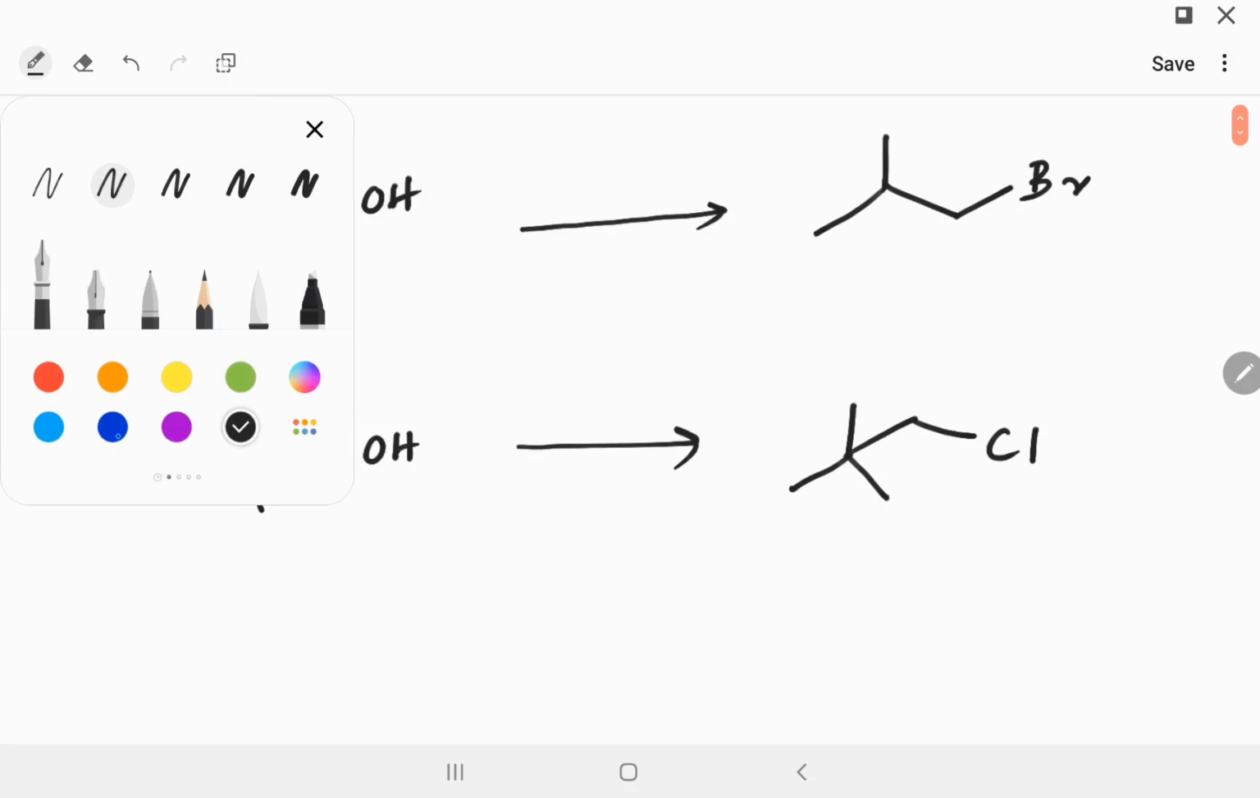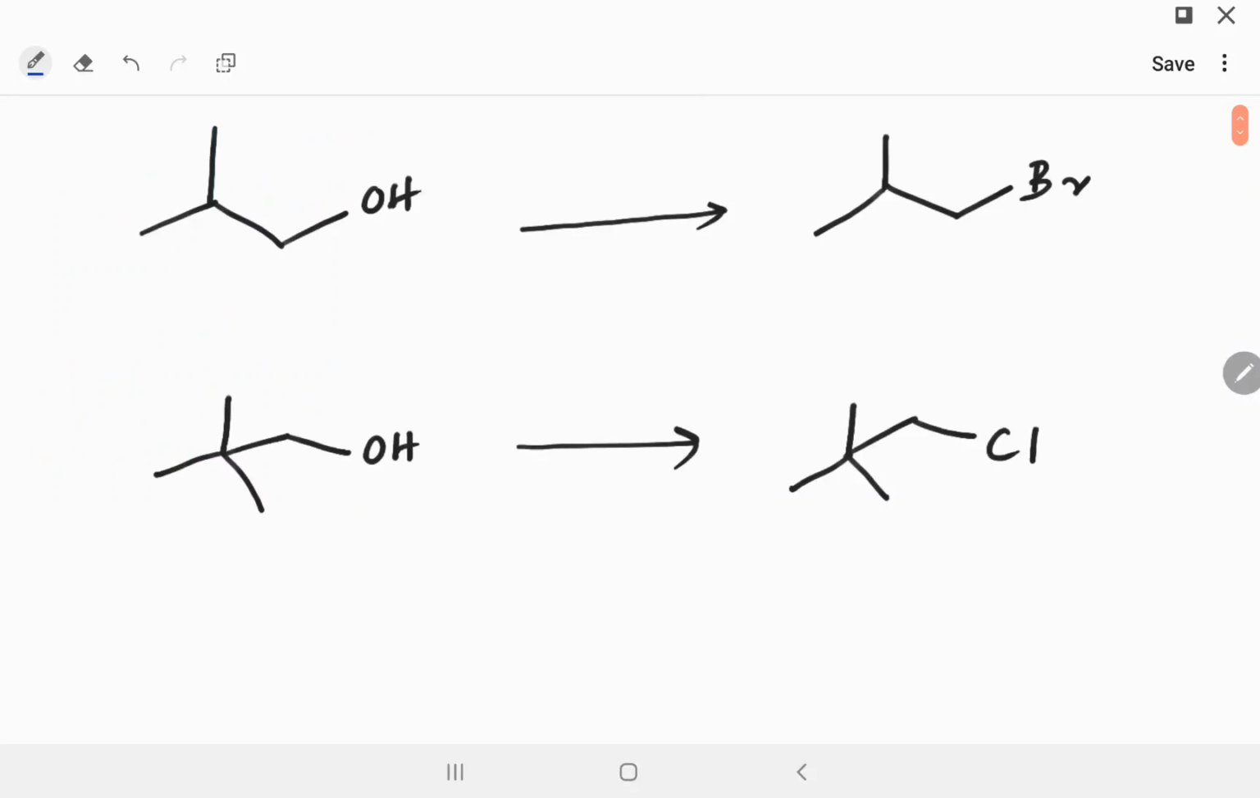Okay, let's talk about the answer. The first alcohol that you have is actually a primary alcohol. How do I know that? Because this carbon right here has two hydrogens. Two or more hydrogens means it's a primary alcohol. So when you have a primary alcohol, you can't use HBr and get this, right? You have to use a specialized reagent such as PBr3. That will be the reagent.